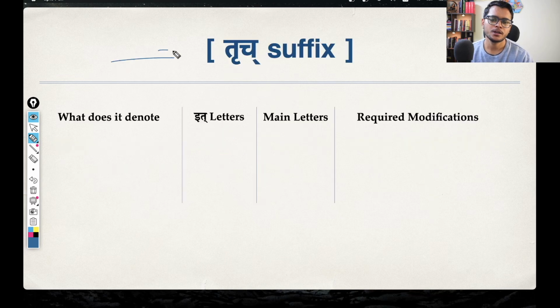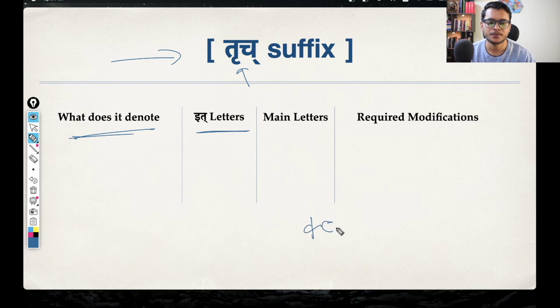So now we move forward and we start with the first suffix, trich suffix. Now see, for every suffix, you can see four different columns. First is, what does it denote? That is, what is the actual use of this suffix? And the next column we have is it letters. And this is what we have seen generally with all the suffixes that we work with.